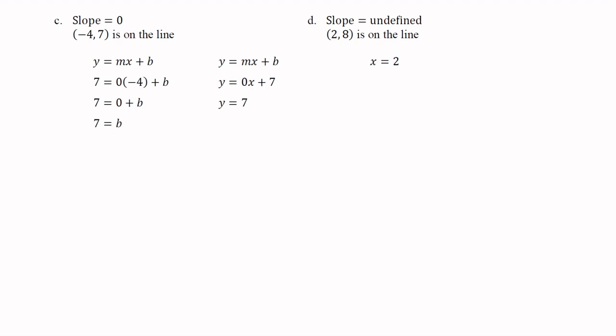So looking at these two examples, if your slope is 0, then you're going to use your y value, and you'll have y equals 7. If your slope is undefined, then you're going to use your x value, and you'll have x equals 2.